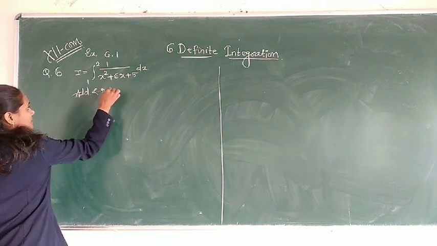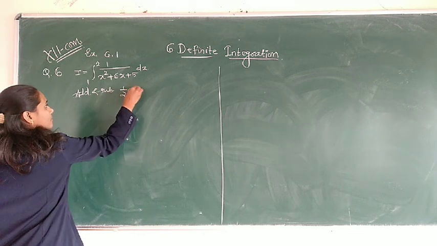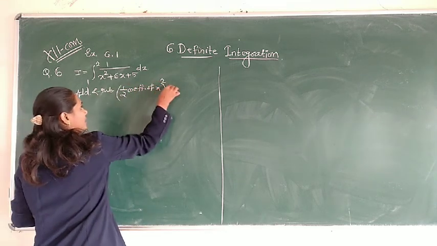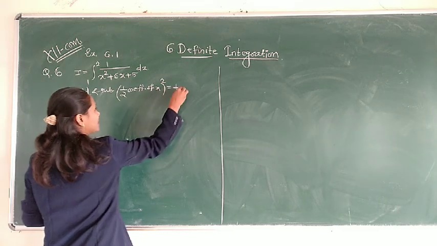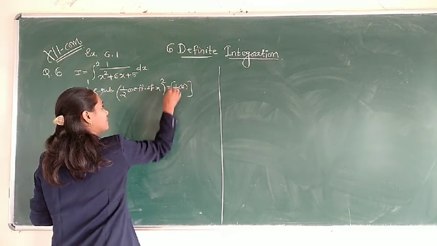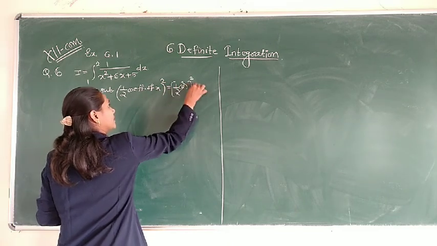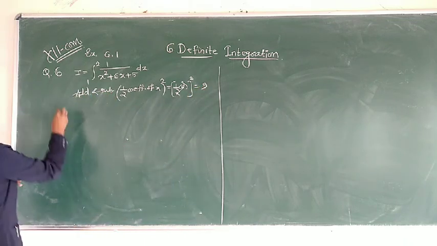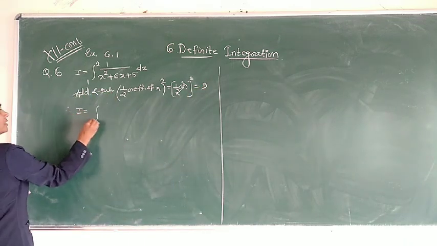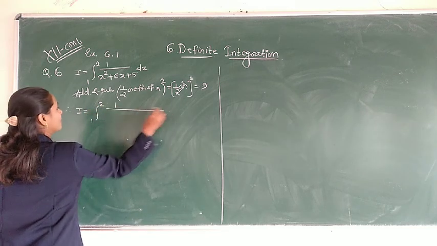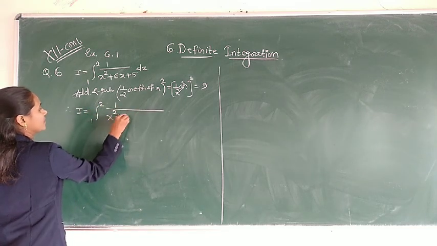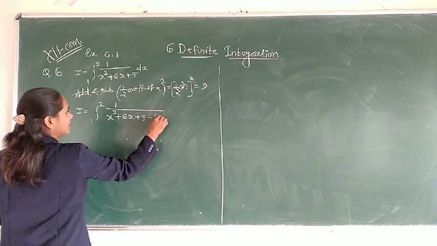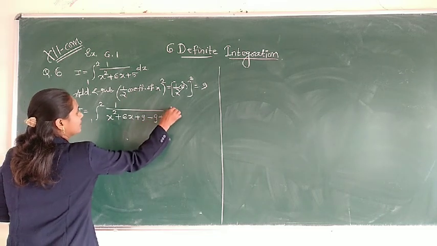So we add and subtract the square of 1/2 into the coefficient of x. What is the coefficient of x? That is 6. Half of it is 3, and 3 square is 9. So here we add 9 and subtract 9. Therefore, I is equal to integration 1 to 2 of 1 upon x square plus 6x plus 9, minus 9, and the given constant is plus 5, into dx.